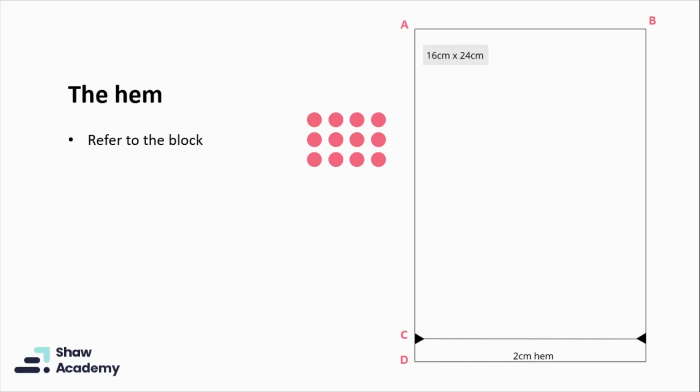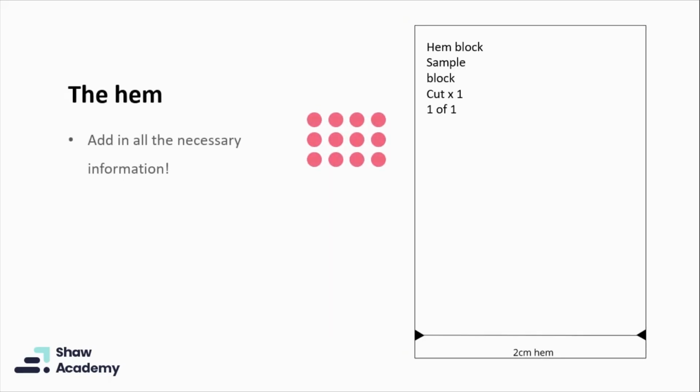Okay, let's look at our first step. A to B is 16 centimeters. A to C is 24 centimeters. So your basic block is 16 by 24 centimeters. C to D is 2 centimeters, and that is your hem allowance.